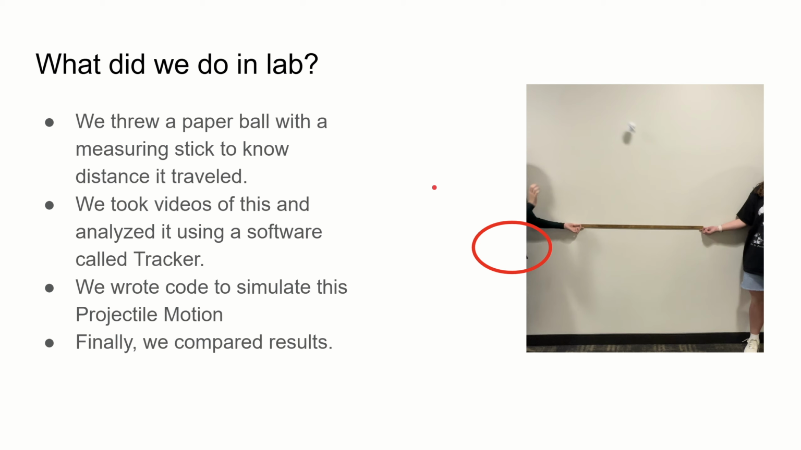What did we do in the lab? We threw a paper ball with a measuring stick to know the distance it traveled. We took videos of this and analyzed it using Tracker. We wrote code to simulate this projectile motion. Finally, we compared the results.